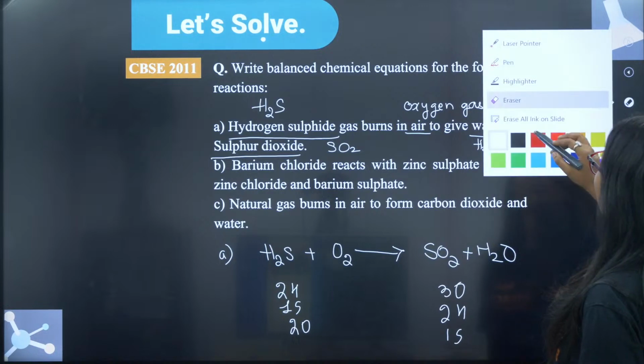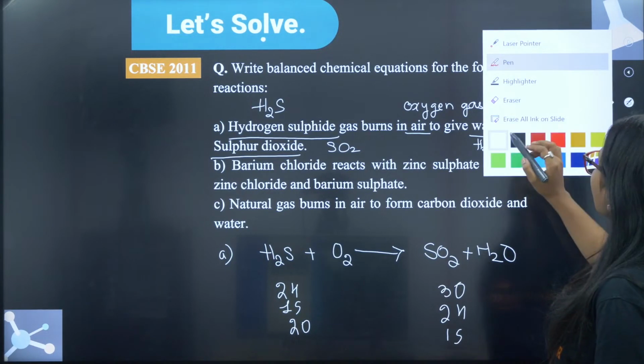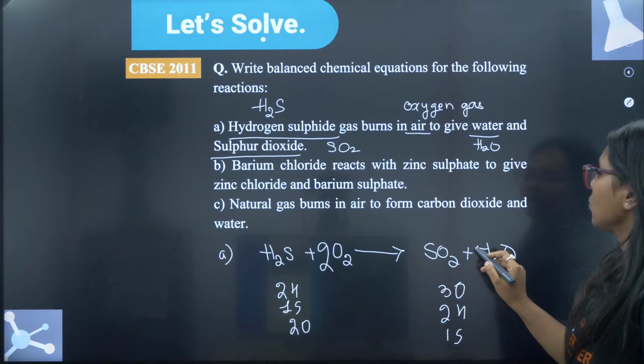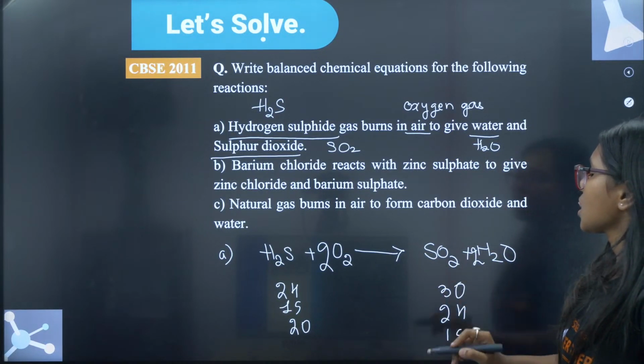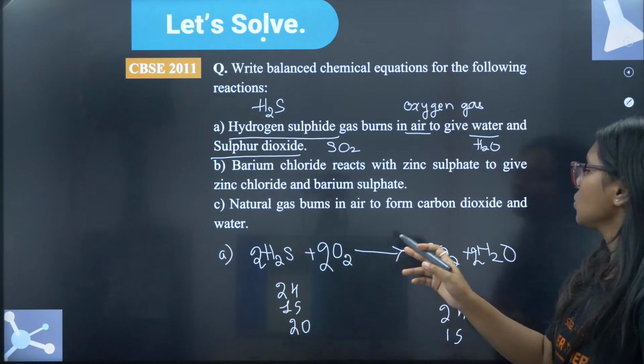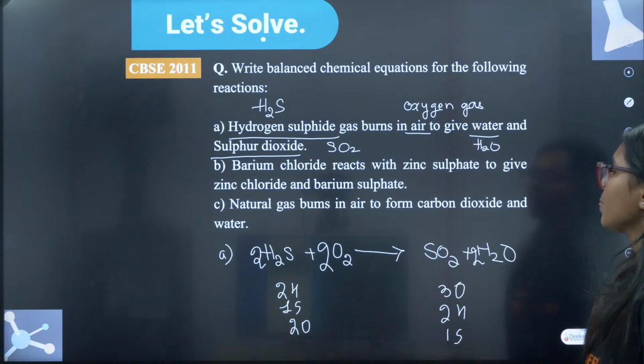If I put 2 here, 2 2s are 4, so 2 and 2. Okay, 2 2s are 4, then 2 sulfur. Sulfur this side only.